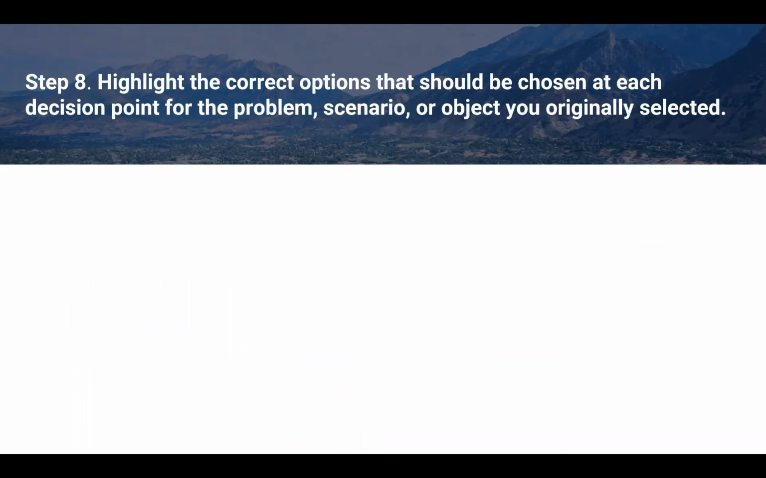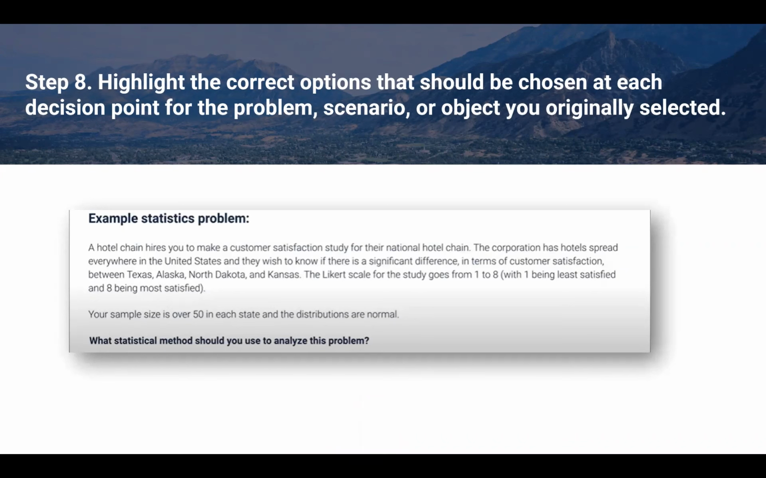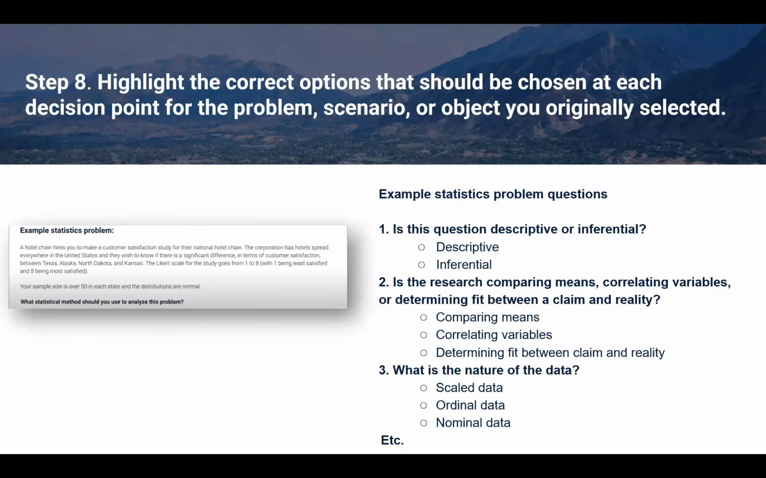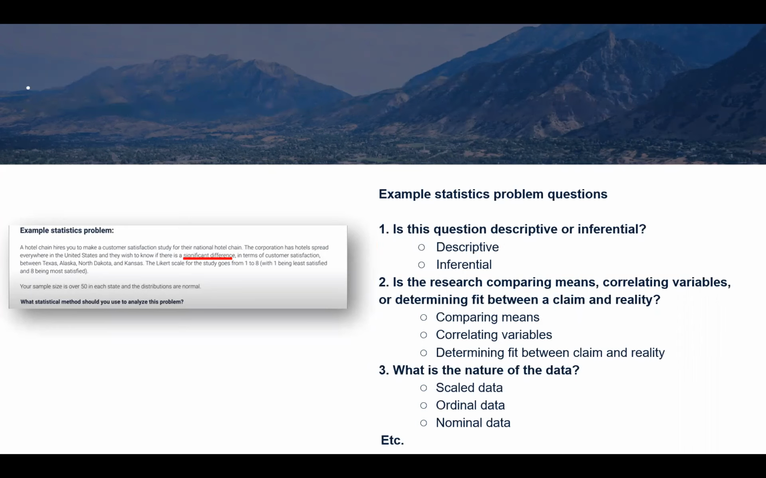Step 8, highlight the correct options that should be chosen at each decision point for the problem, scenario, or object you originally selected. Here is the original problem for our statistics example again. We will now highlight the options that are relevant to this problem. This is done based on conditions identified in the problem. For this first question, we will highlight the conditions met in the problem that let us know that this is an inferential problem. We will do the same for the next question and the next question, and so on and so forth. Note, sometimes the conditions are clearly stated or observed in the scenario, and other times they're implied.